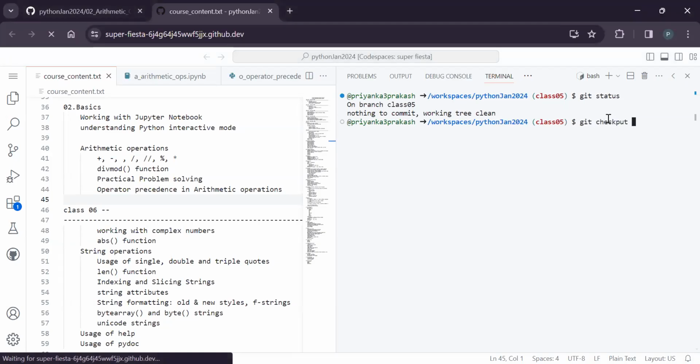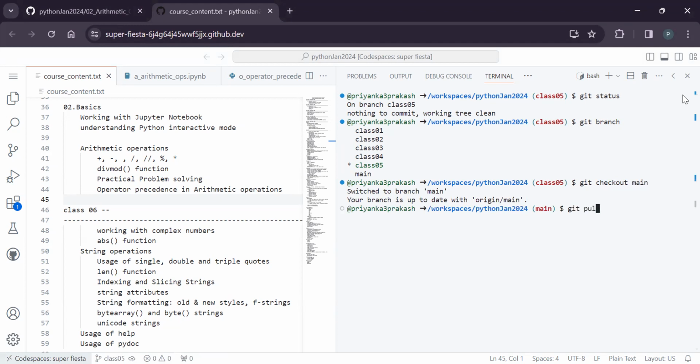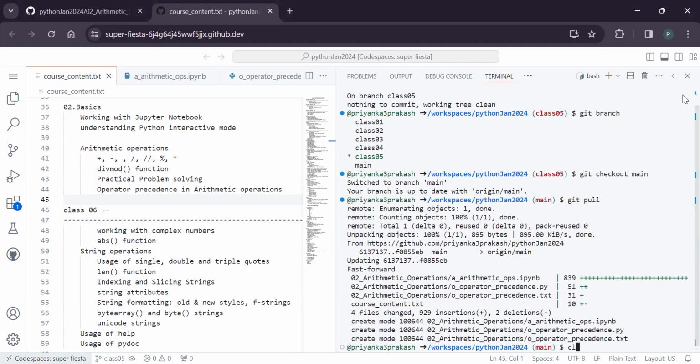git checkout, git branch, git checkout main, git pull. So in the main branch, it will update the latest changes.